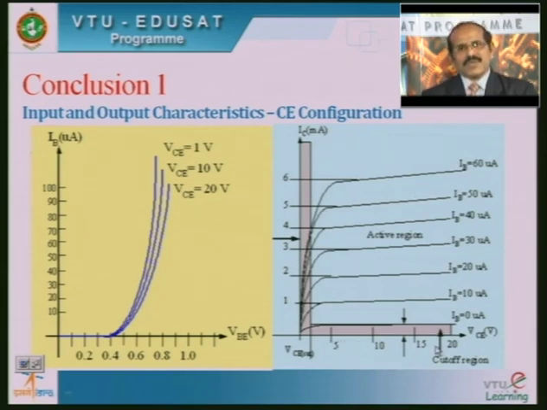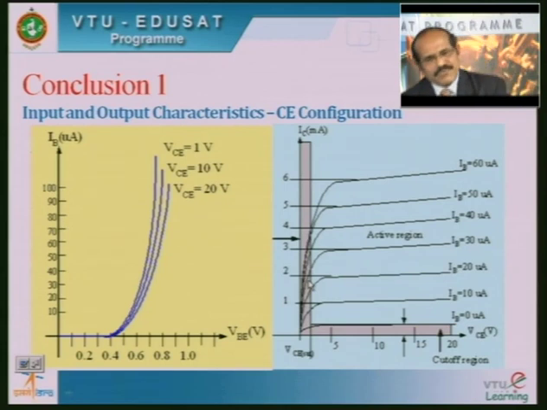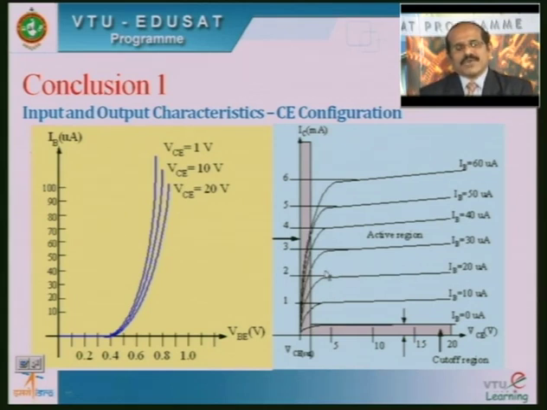One is the cutoff region, that is below the current curve IB equal to 0 microamperes, and the saturation region, that is to the left of VCE equal to 0 volts, and one more is the active region, that is between the cutoff and saturation region. Please note that the active region is preferred for amplification purposes, whereas the cutoff and saturation regions are preferred whenever the transistor is operated as a logic switch.